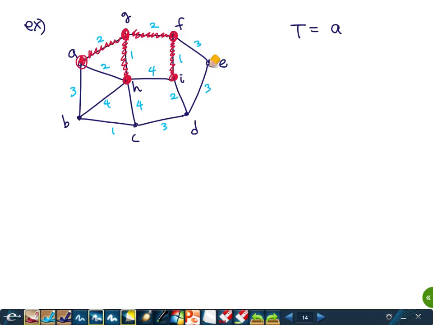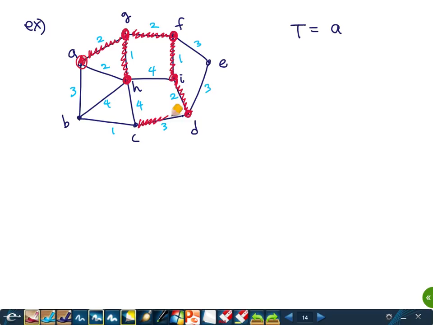Now what? 1, 2, 3, 4, 5 possibilities, but which one has the smallest? This, right? It has 2. Now, this. So we have 1, 2, 3, 4, 5, 6 possibilities. And the weights are 3 or 4, so an edge with weight 3 will be a choice. Actually, you can choose this, or this, or this, or this. You can choose any of these. Which one would you prefer? Anyone would be fine. Maybe this. Doesn't matter, you can choose anything.